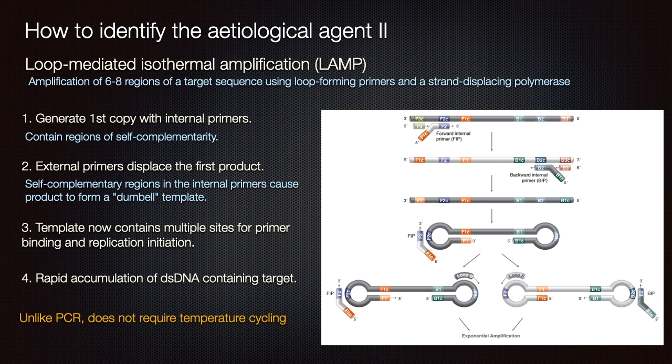The template now contains multiple sites for primer binding and initiation of replication. We quickly get accumulation of a double-stranded DNA that contains our target. It also contains extra primer sequences, but we're not too concerned about that. Unlike PCR, this can be done with what's called an isothermal polymerase. Polymerase that does not require temperature changes.